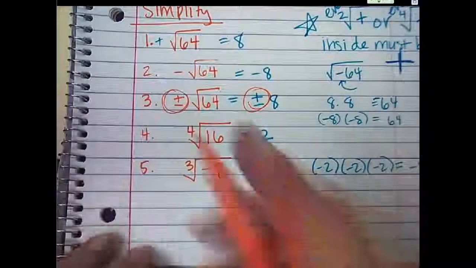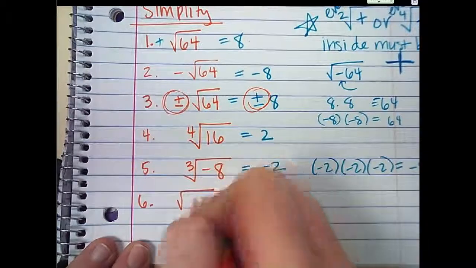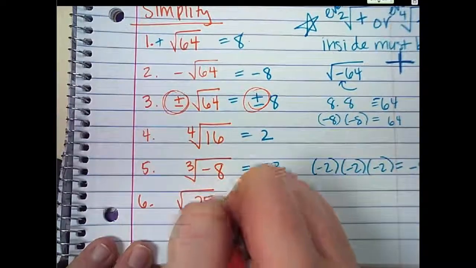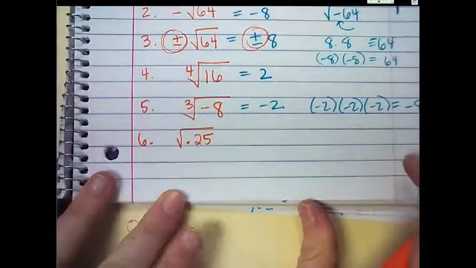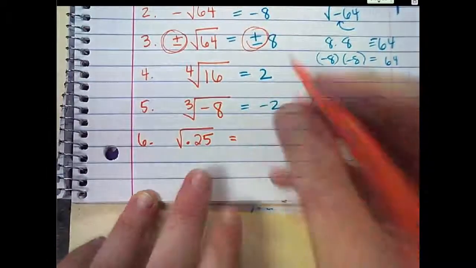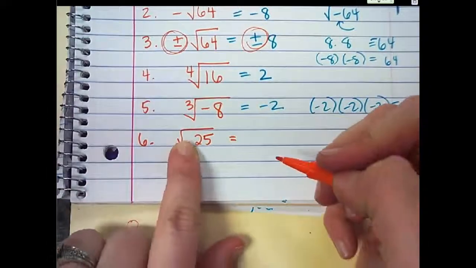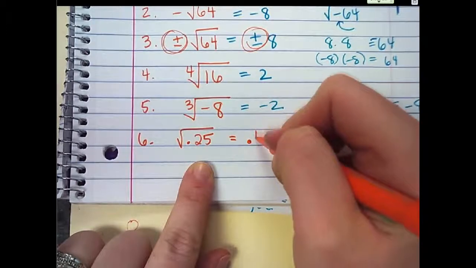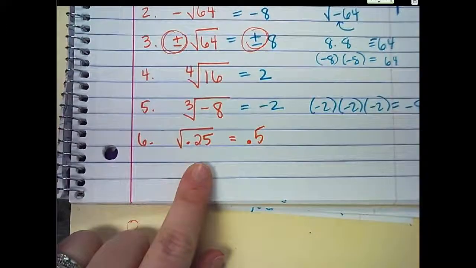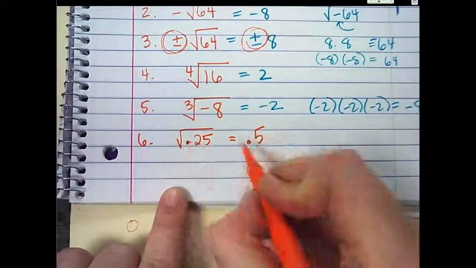Okay, number 6. Square root of 0.25. Don't be discouraged. If you know what the square root of 25 is, then you know what the square root of 0.25 is. 0.5. So if there's a decimal here, just add a decimal here.